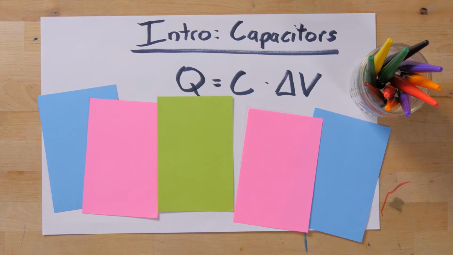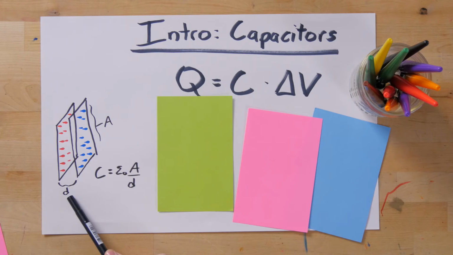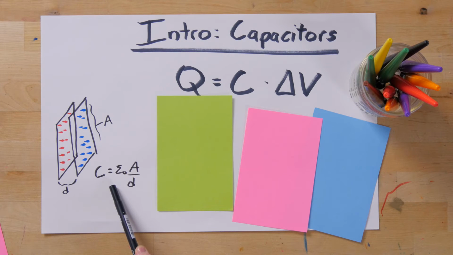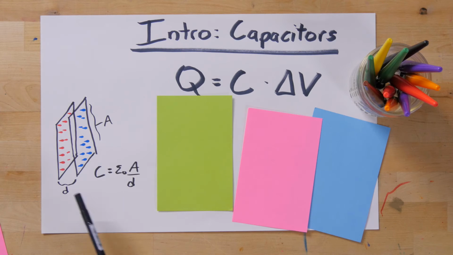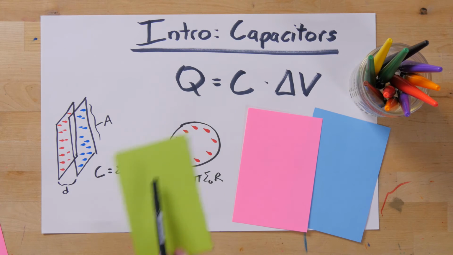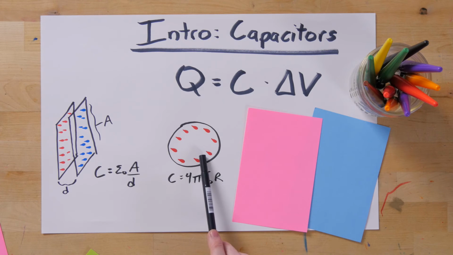In this class, we care most about two types of capacitors. The first is a parallel plate capacitor, which has two plates separated by a small distance. Its capacitance is calculated by this equation. It depends on the cross-sectional area of the plates and the distance that separates it. The second type is a spherical capacitor, which is just a sphere holding charge. Its capacitance is calculated by this equation, where r is just the radius of the sphere.